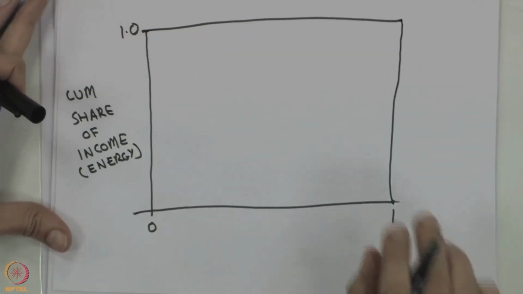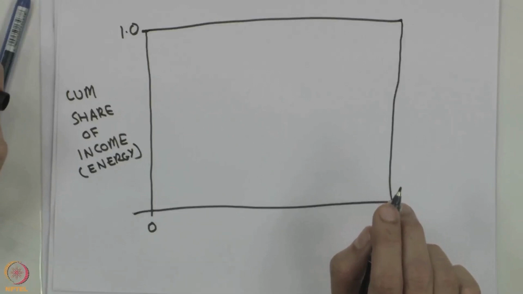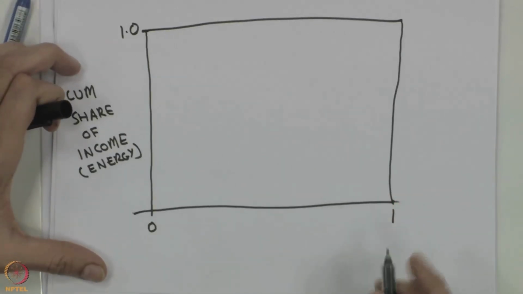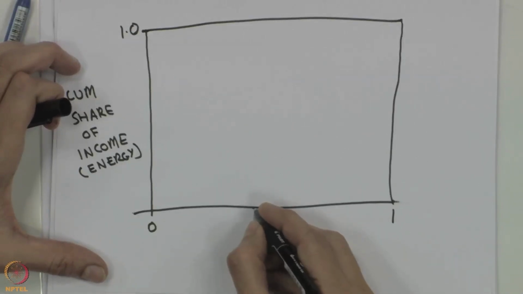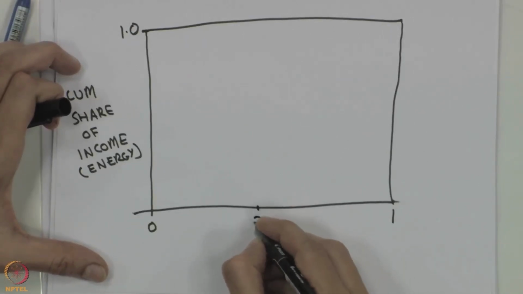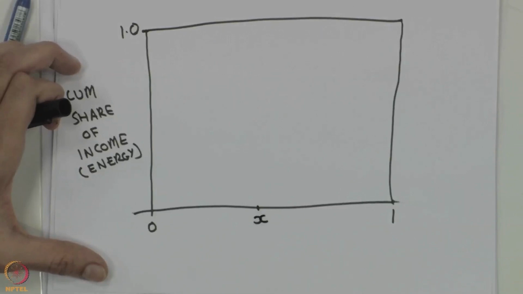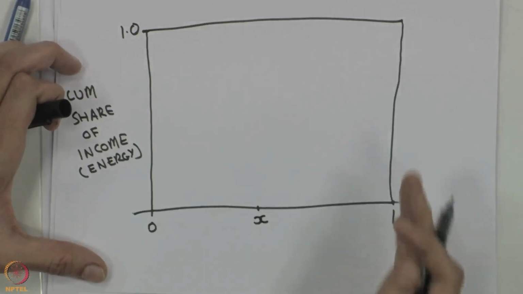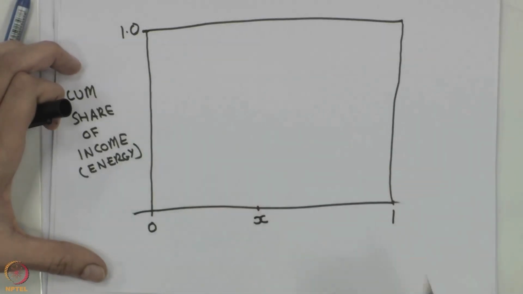Now if we had complete equality, take any point here as x, the fraction x going from 0 to 1, and you want to know what percentage of the income it accounts for. If you had complete equality, then 5% of the population would account for 5% of the income.